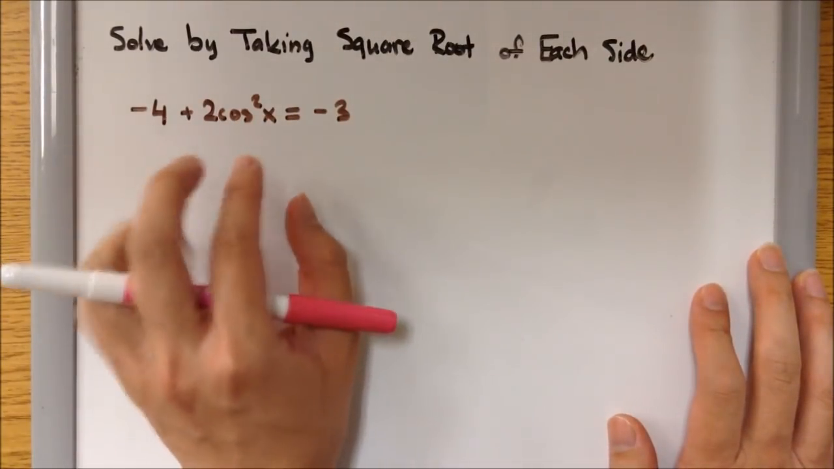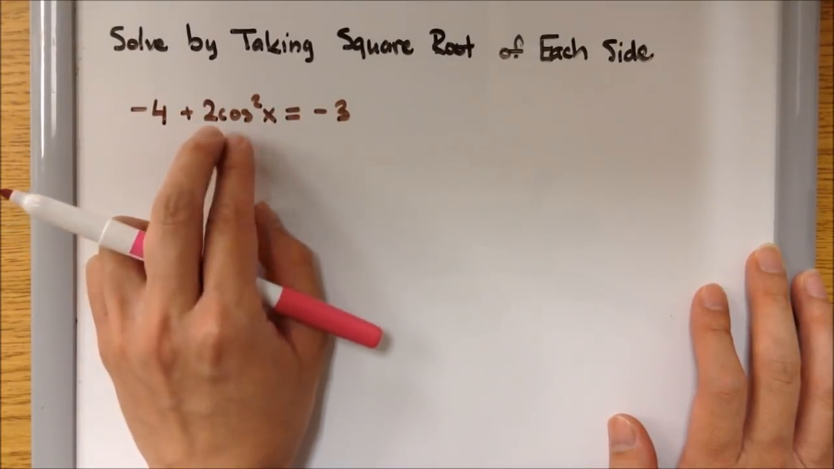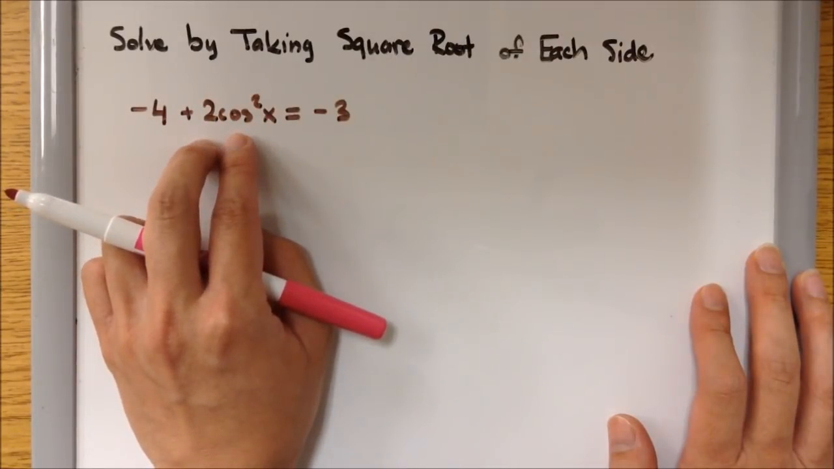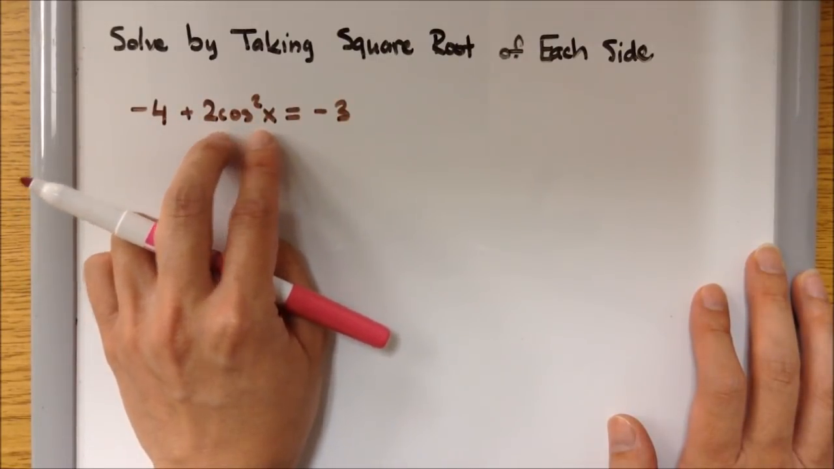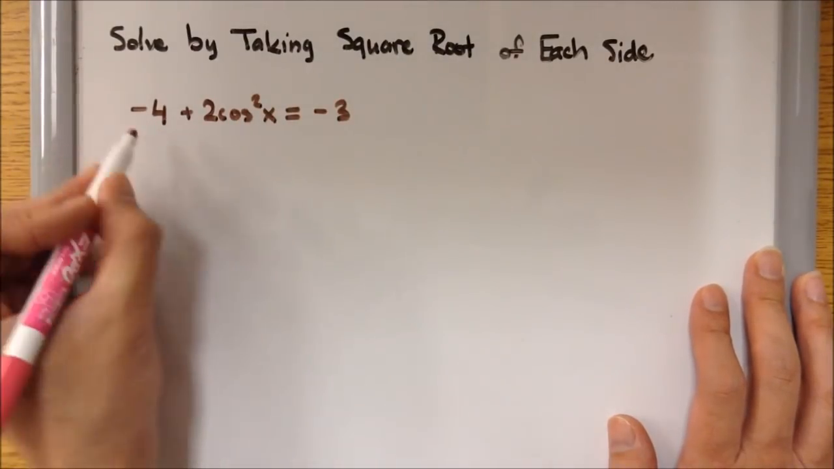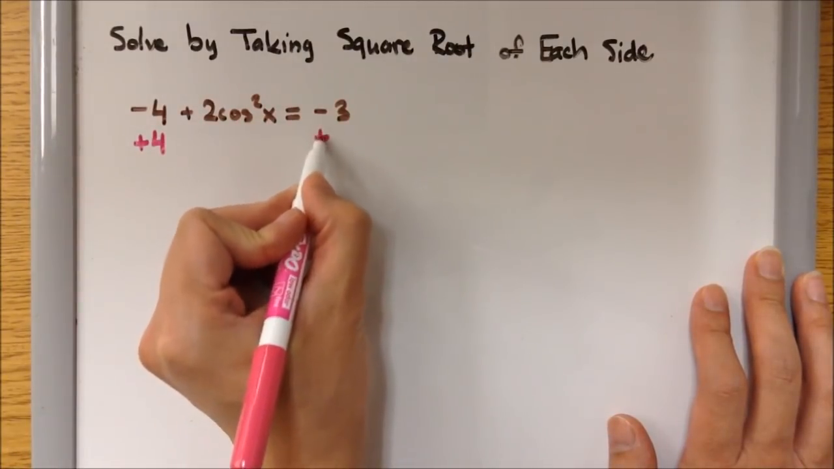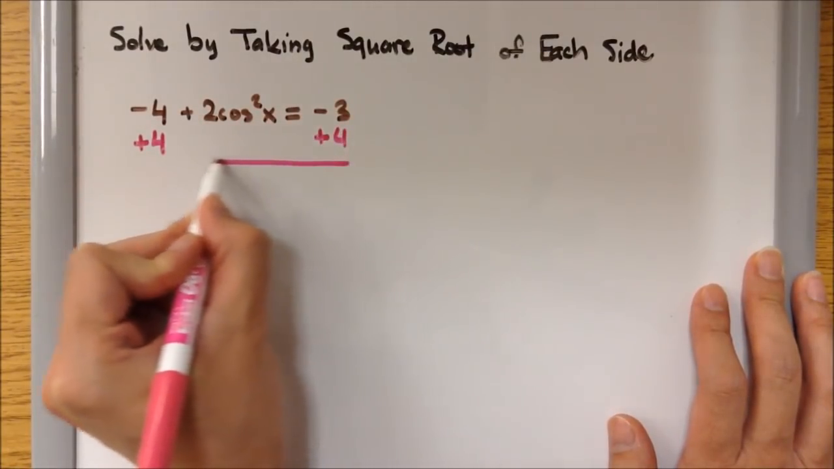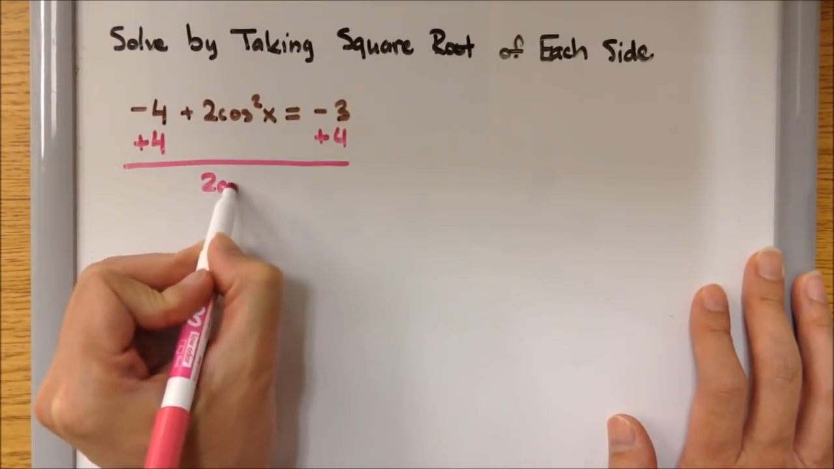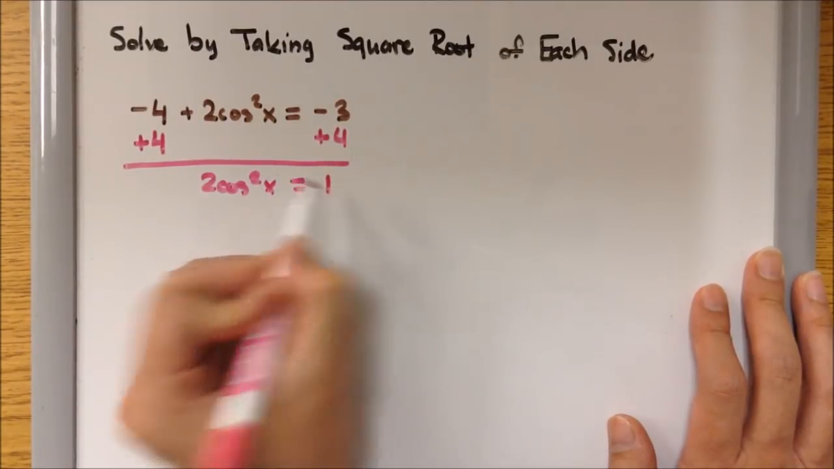So let me repeat, I have one trig function and it's on the left side of the equal sign. So I'm going to have all my trig function of x on the left. Anything that's not a trig function with x, which is this negative 4, I'm going to cancel out by adding 4 to the left and then to the right. So I'm going to have 2 cosine of x equal negative 3 plus 4, which is 1.